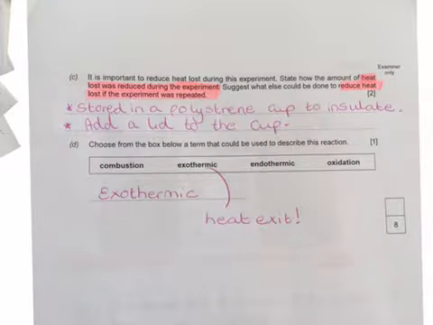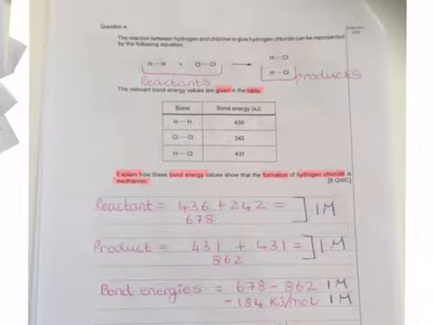Okay, question number 4, which is a little bit of a different 6-mark question. It'd be quite nice if it came up with a 6-mark question. So straight away, I'm highlighting the keywords, working out what I've got to do. Explain how bond energy values show that the formation of hydrogen chloride is exothermic. So you've got to work your way through to decide and describe how it is exothermic.